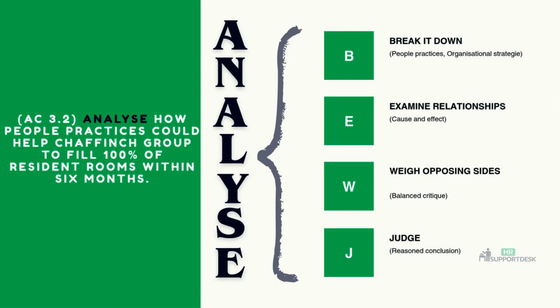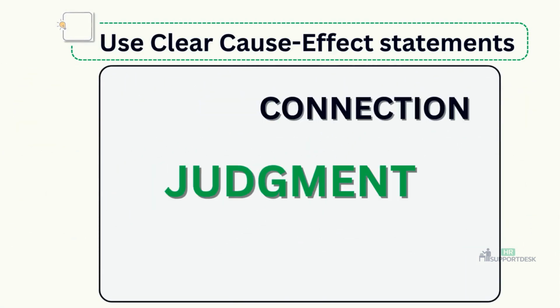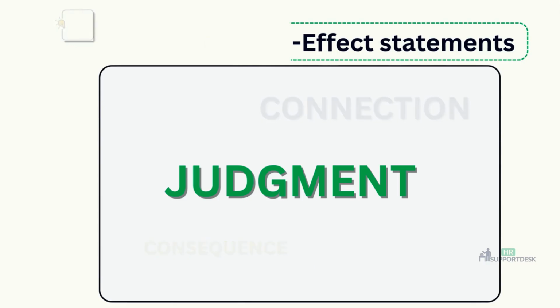This means your answer should go beyond simple descriptions or listing models. Instead, you should demonstrate the relationships among key ideas and explain their impact on the situation being discussed. Take note that a strong analytical answer applies clear cause and effect reasoning to show judgment, connection, and consequence. For example, rather than simply stating that training improves service quality, an analytical response would explain how improved staff capabilities lead to a better customer experience, which in turn increases occupancy rates.